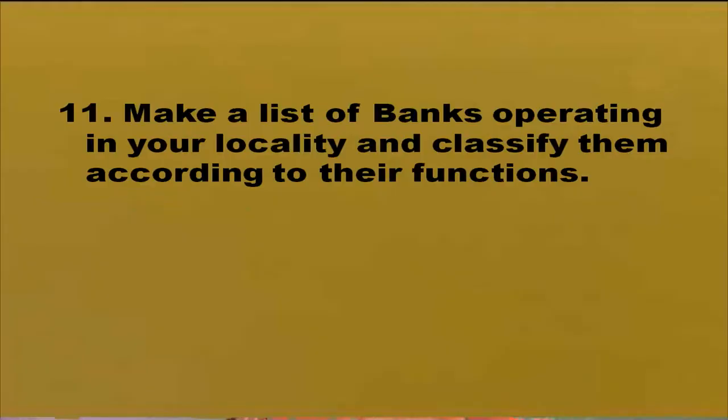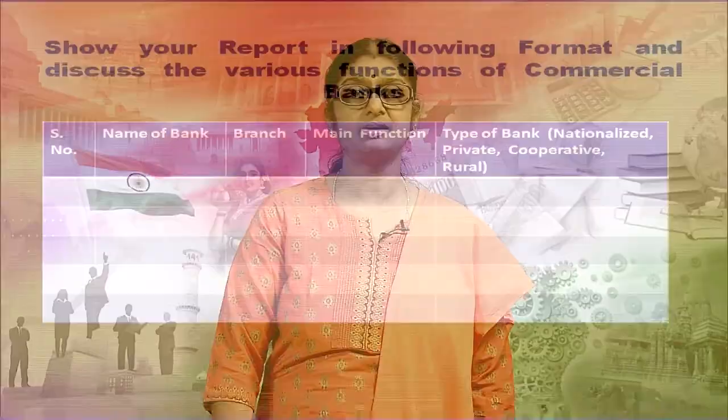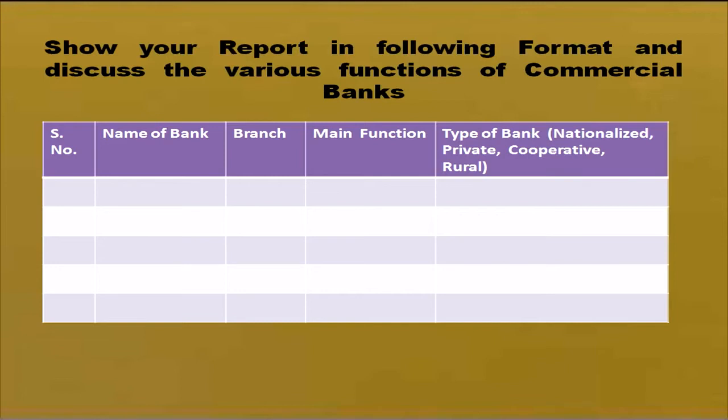Another report, make a list of banks operating in your locality and classify them according to their functions. You can prepare a report like this: serial number, name of bank, branch, main function, type of bank. Whether it is a private bank or cooperative bank or rural bank. Main functions you can include accepting deposits, giving loan, helping the customers in sanctioning the loan. In addition to that, safe custody of the jewelries. Like that, whatever you have identified, write it as a main function.